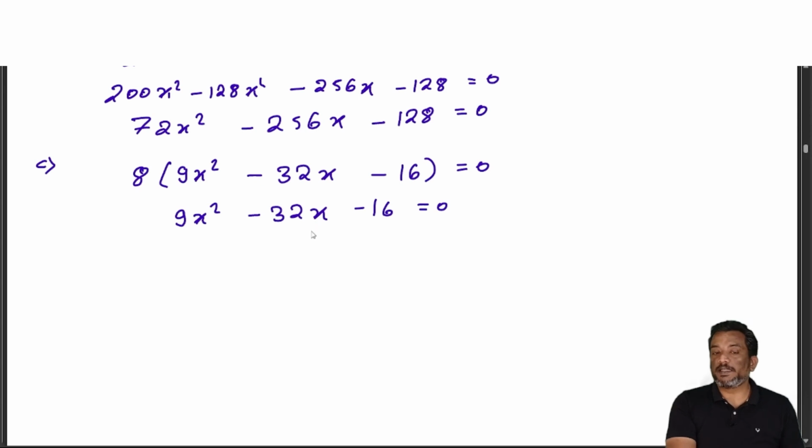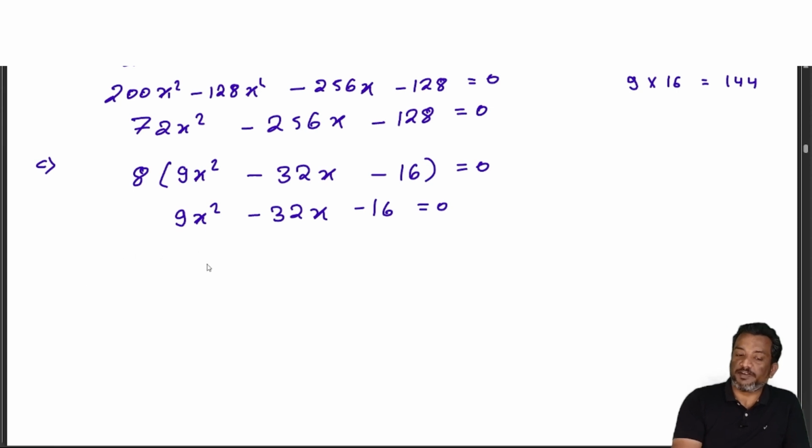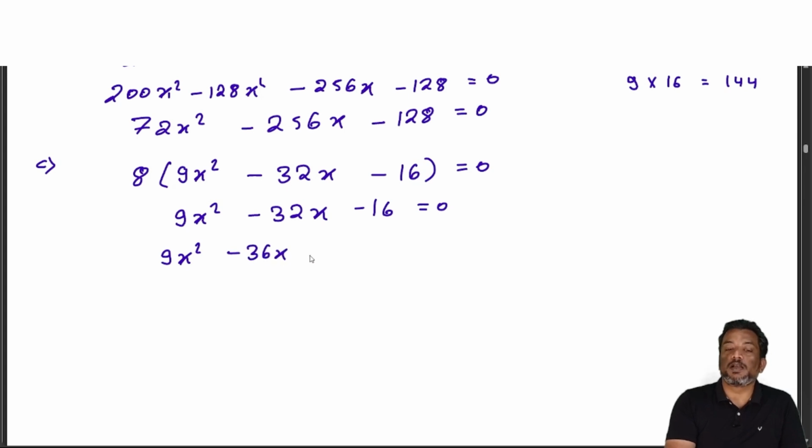Now we can split the middle term. Split the middle term based on the coefficient of x², that is 9, times the constant term, that is 16, which is 144. So you can do the prime factorization. I'm writing directly here. So you will get 9x² minus 36x plus 4x minus 16 is equal to 0.